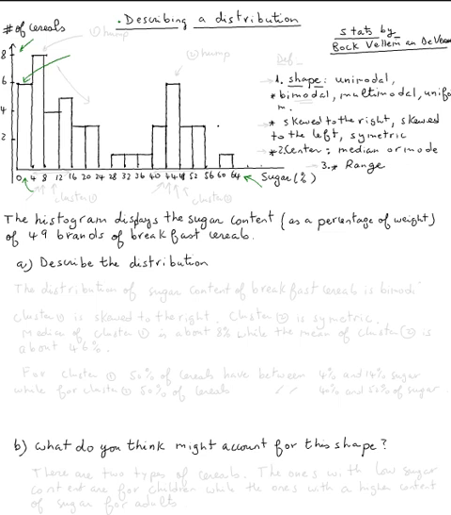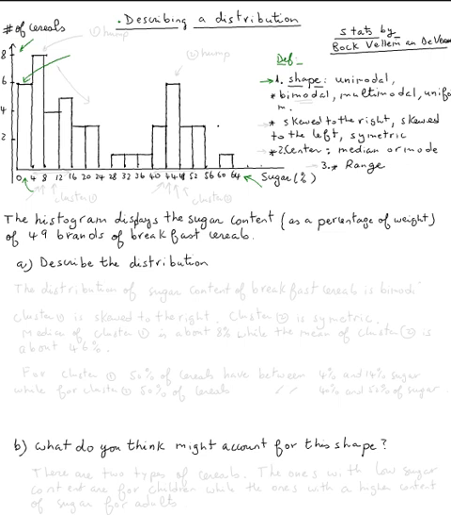When we describe the distribution, here's the definition. We need to first talk about shape. For shape, we need to say whether it is unimodal, bimodal, multimodal, or uniform. Unimodal has one hump. Bimodal has 2 humps or 2 modes. Multimodal has 3 humps or more. And uniform has no humps.